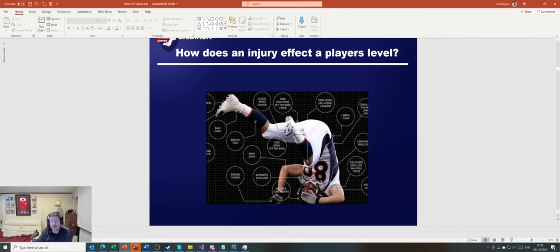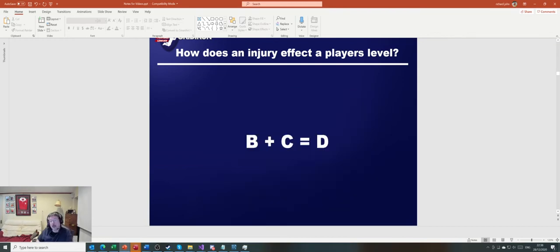So how does it affect a player's level? Well, you get injuries B, C, D, E, F, and G. Each one counts at a particular number of levels, so B is 1 and C is 2 and D is 3. If you've got multiple injuries, be aware that B plus C equals D. So if you've got an injury of a B and an injury of a C, that equals the cumulative effect of a D. The other thing that people have asked is when do you apply the reduction?